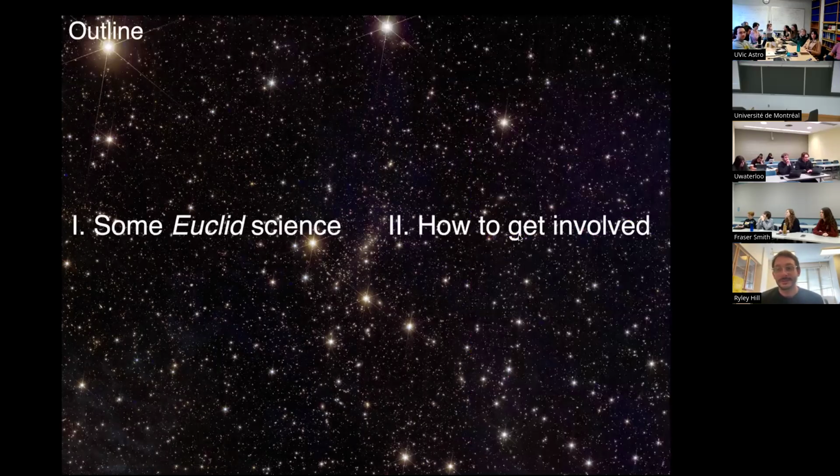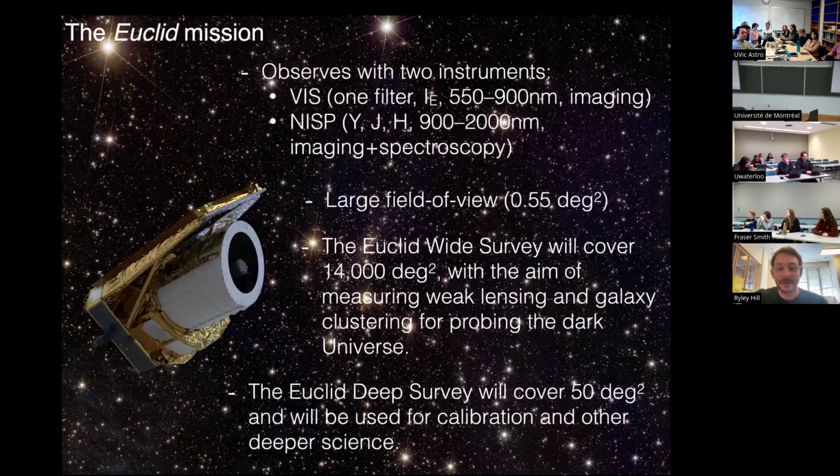I'm going to split this into two parts. First, I'm going to talk to you a bit about Euclid science, just to get you familiar with the telescope and what it's all about. And then for the next part of the talk, I'm going to explain how you can get involved as grad students here in Canada.